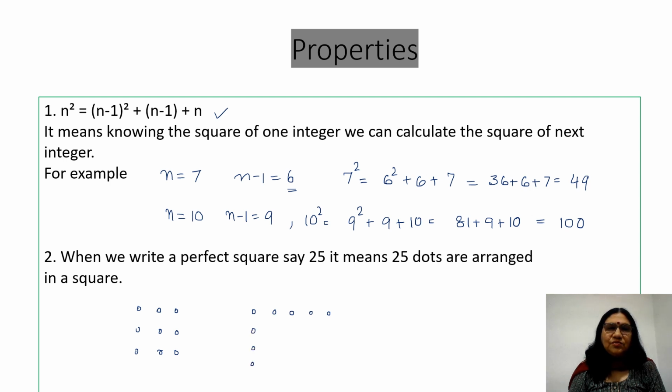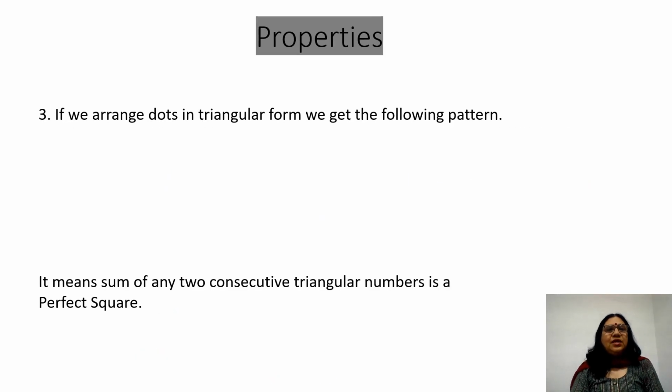It means every horizontal line has 5 dots and every vertical line has 5 dots. I can arrange these 25 dots in a square. So this is the second property. That's why we call them perfect squares. Next property is that if we arrange dots in triangular form, we get the following pattern.